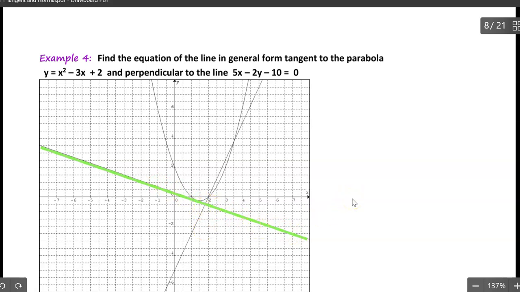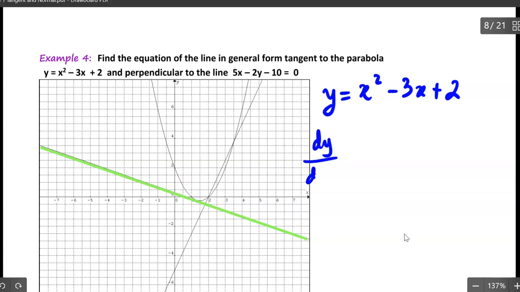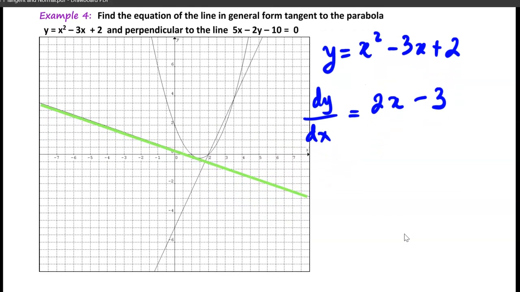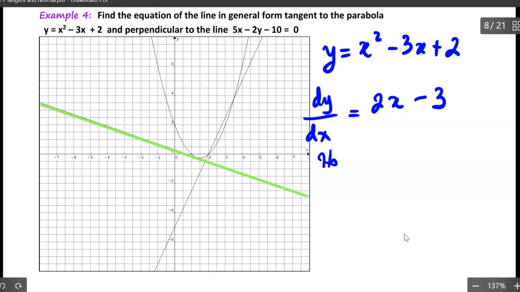Okay, so as you know, the very first thing we do is differentiate. And you know which equation to differentiate, because you need to differentiate the function that is given to you, which is the parabola. So I will write y equals x squared minus 3x plus 2. Then I figure out dy over dx, which is 2x minus 3. So I found this, and then how do I find the slope?